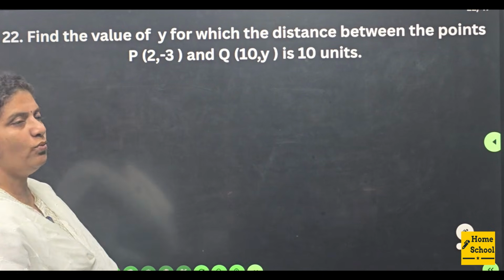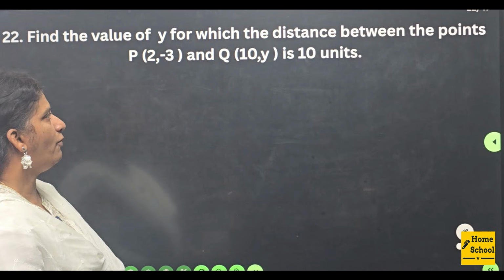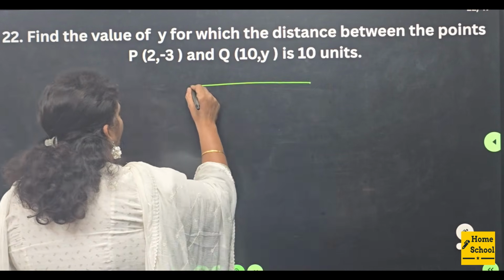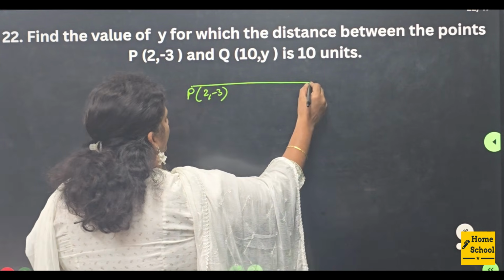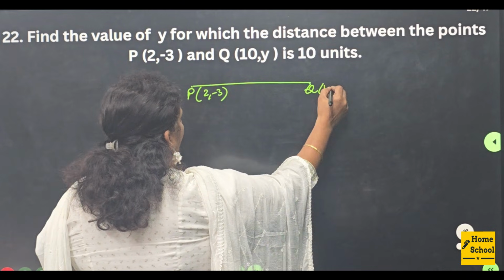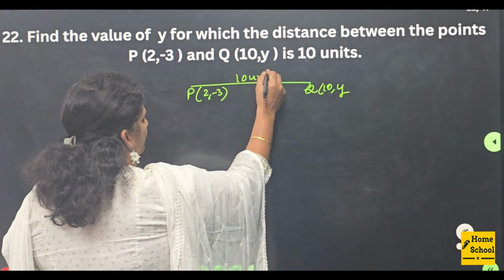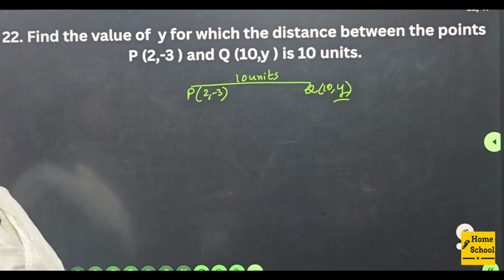22nd, find the value of y for which the distance between the points, let me draw a line segment, P (2, minus 3), Q (10, y). Distance is 10 units, given. What do we need to find? We need to find the y value.